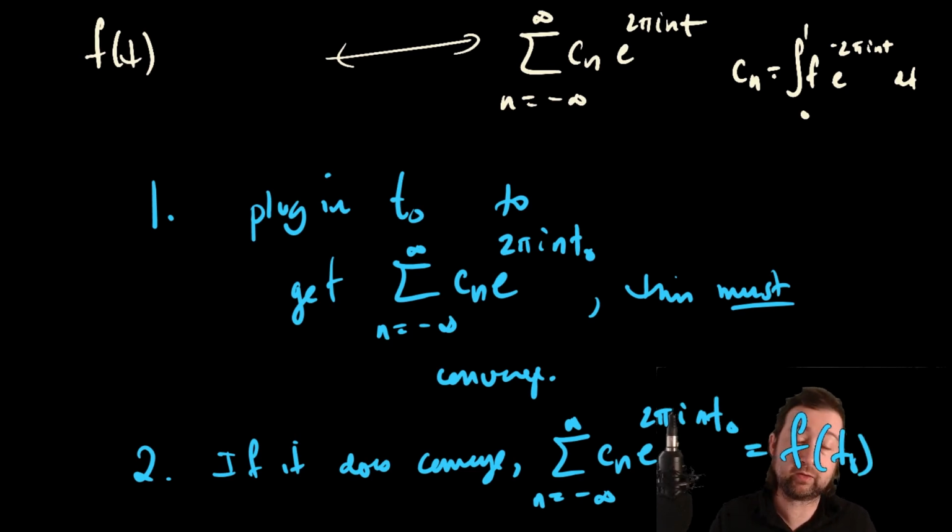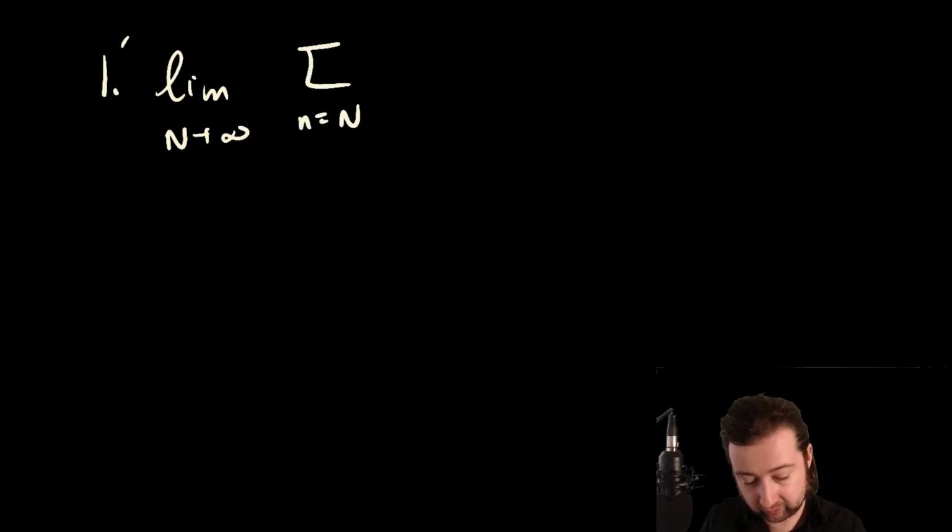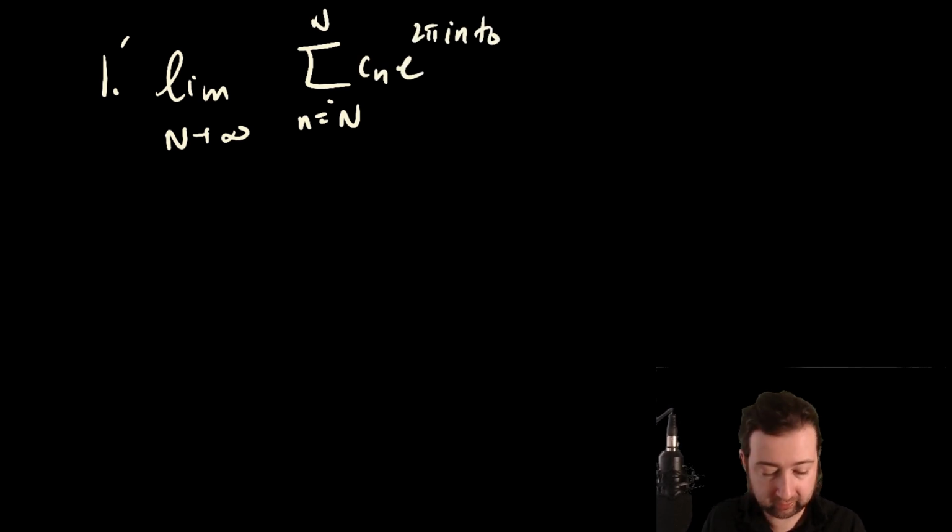The first question says, when does the sum converge? The second question says, whatever it converges to, it actually reproduces the behavior of f at that point. And only when both of these conditions are true can we say that f has an infinite Fourier series that represents it. Now, using the language of partial sums, we can rewrite those conditions into something more familiar. What we really want to be true is that the limit as n goes to infinity of the sum from little n equals minus n to n of Cn e to the 2 pi i n t naught exists.